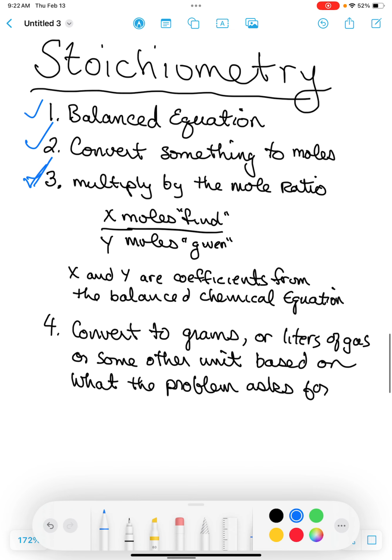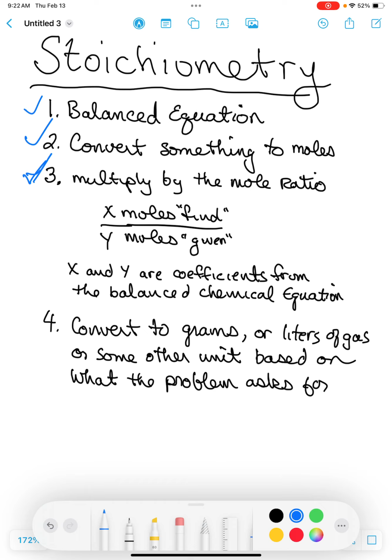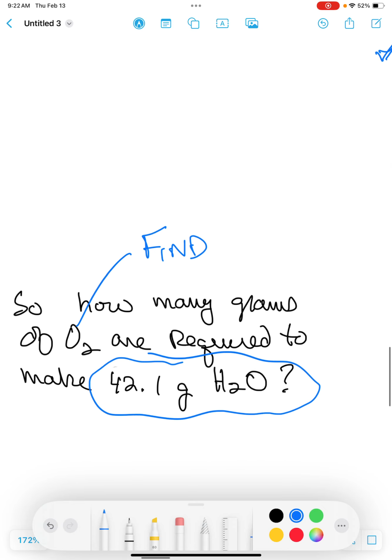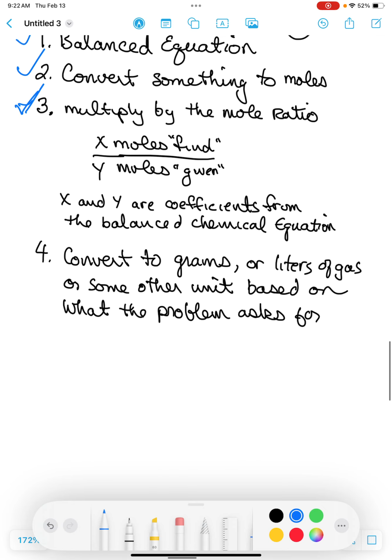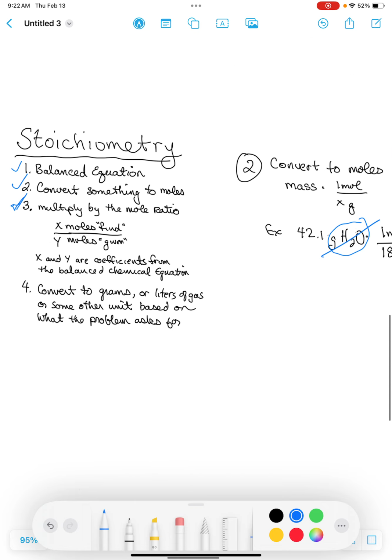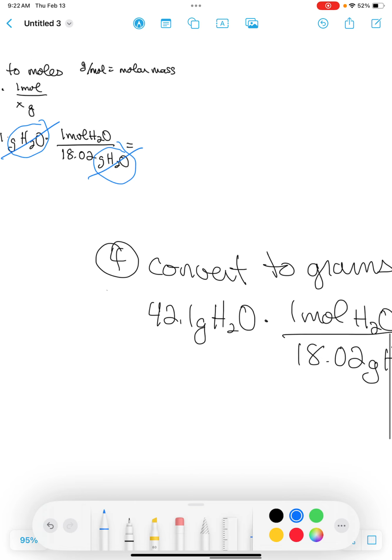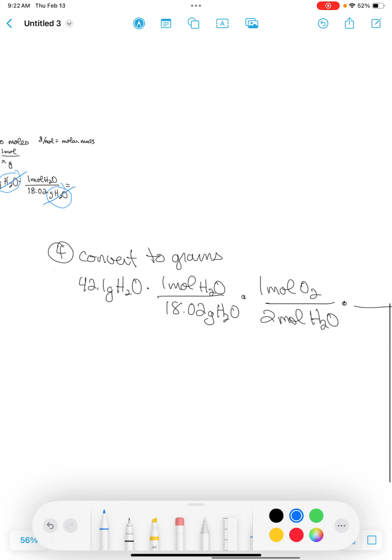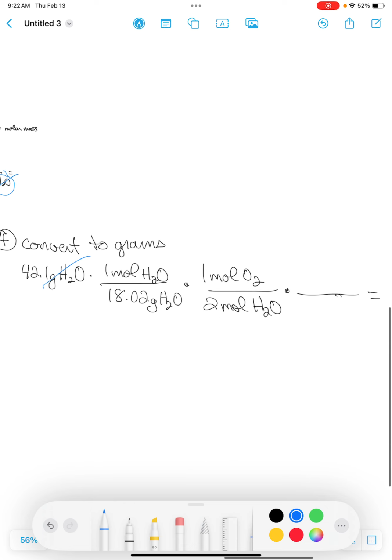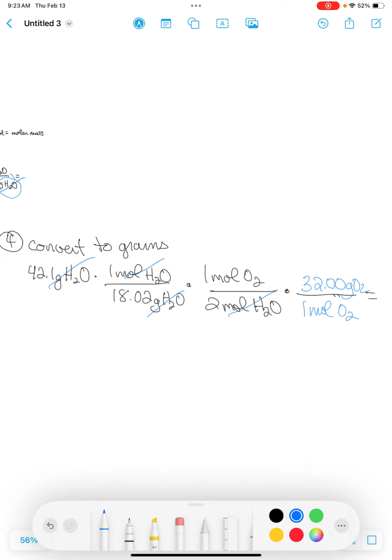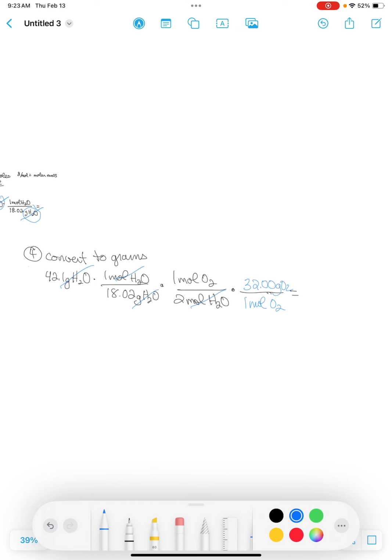And now we have to convert back to grams or liters of gas or some other unit. This problem asks for grams of oxygen. So our next step will be to multiply by the molar mass of oxygen. Here we convert to grams. We've already converted to moles; we've converted our moles of water to moles of oxygen. Now we just need the molar mass of oxygen, which just happens to be 32 grams of oxygen is 1 mole of oxygen. Then we're ready to solve the problem using our calculator.